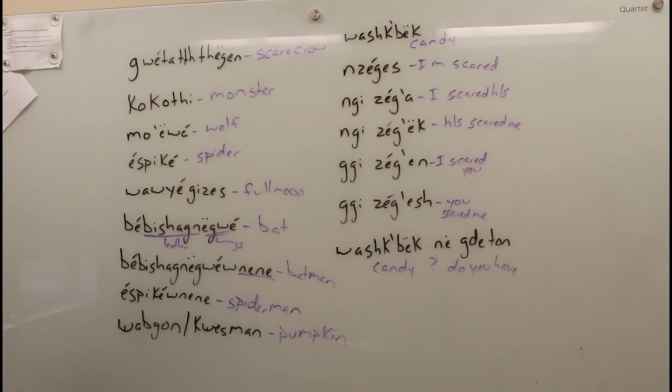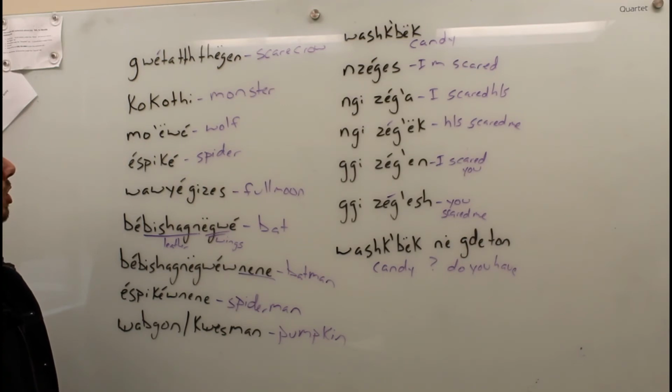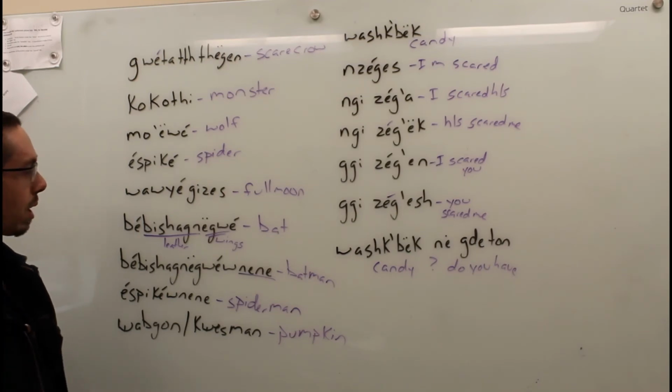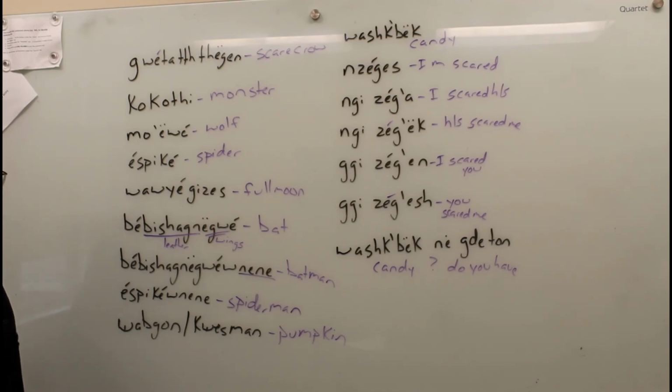Guentachigun, scarecrow. Kokoji, monster. Mo'oe, wolf. Aspike, spider. Wauyagisus, full moon. Literally means round moon or sun. Jesus is moon or sun.